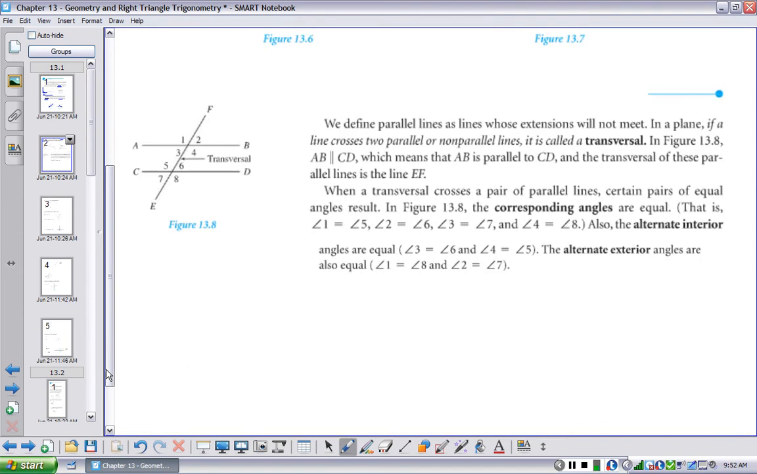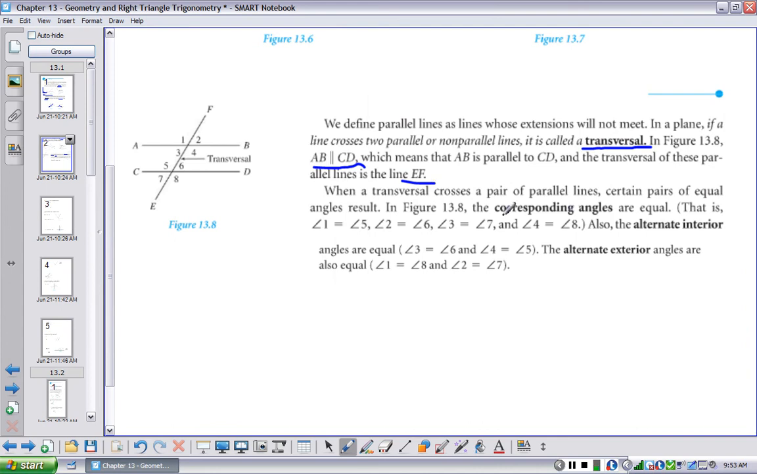Now, let's look at the next picture here. Here we have parallel lines AB and CD. And then we have a non-parallel line that's crossing these two parallel lines. That's the line EF. That is called a transversal. Okay? So AB is parallel to CD. And the line EF is a transversal. So whenever you have a transversal crossing two parallel lines, then we have some equivalent angles here.